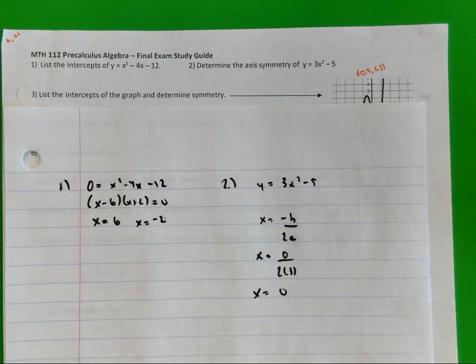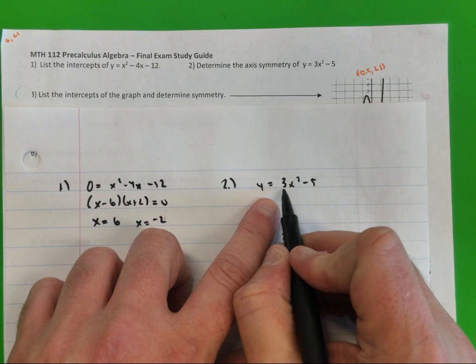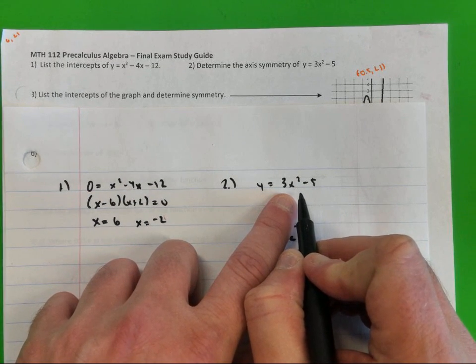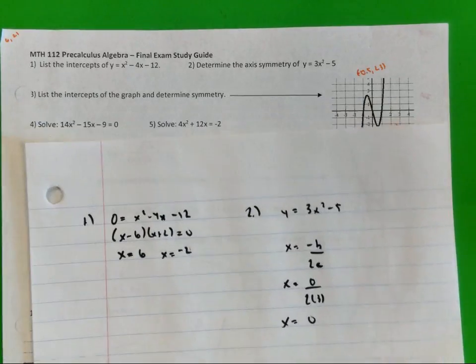What would b stand for? Okay, your a is the value in front of x squared. Your b is the value in front of x. That's why I don't have an x, that's 0. And c is your constant.